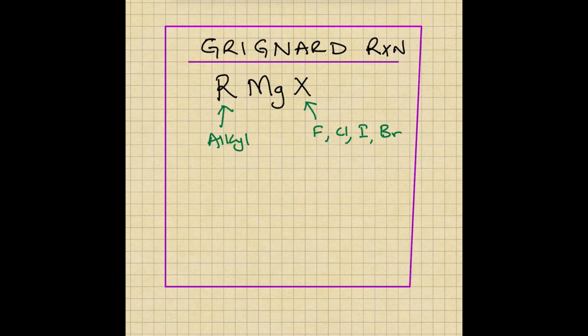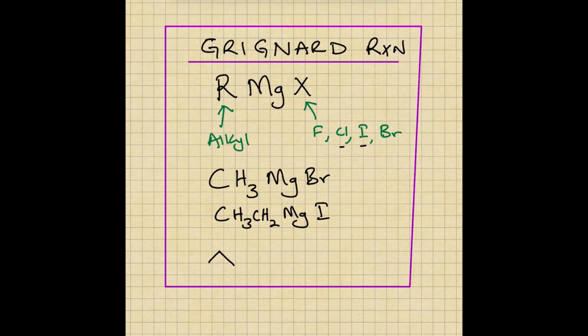So an example of that will be methyl magnesium bromide, or iodide, or fluoride, or chloride. Or you could have ethyl. Remember, ethyl group has 2 carbons, so CH3CH2 magnesium, say, iodide. You could also have propyl, which has 3 carbons, so 1, 2, 3, and then connected to magnesium, and this time around, let's say, chloride.